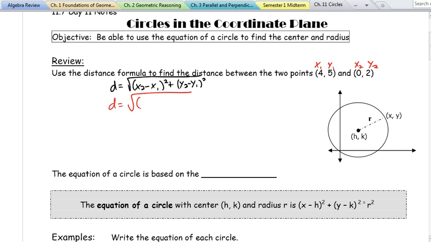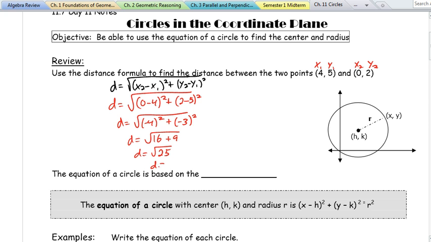So I have x2 minus x1, which would be 0 minus 4 squared, plus 2 minus 5 squared. The distance is negative 4 squared, negative 3 squared, 16 plus 9. Look at that. It's like I made up this problem or something. The distance is 5. The equation of a circle is based on the distance formula, right?